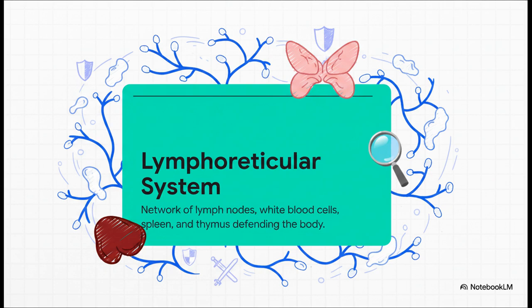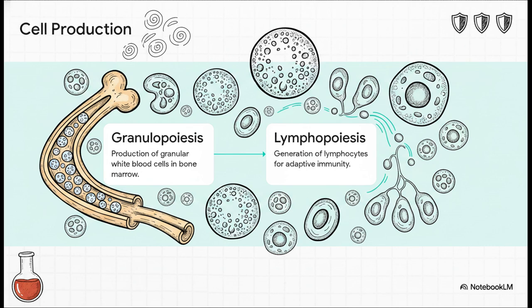The lymphoreticular system is essentially the body's primary defense network. It encompasses the lymph nodes, your circulating white blood cells, the spleen, and the thymus. Think of it like a highly coordinated security grid that is constantly active, filtering fluids, producing immune cells, and literally standing guard against infection. So, how are these cellular defenders actually born?